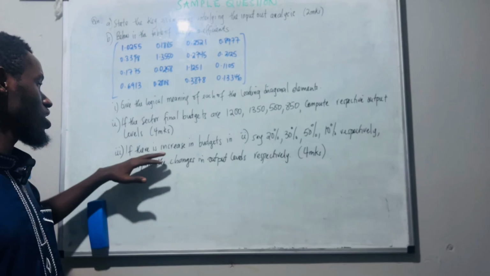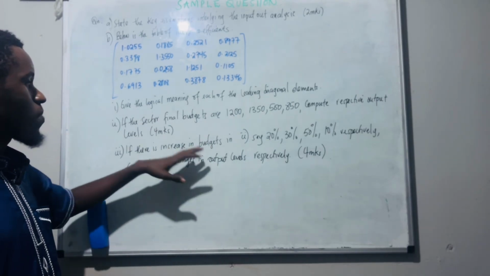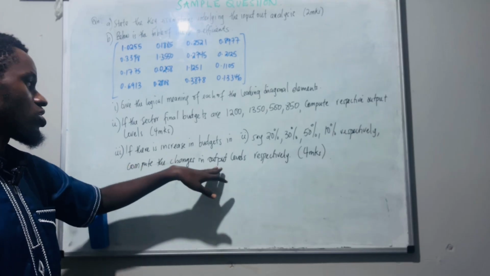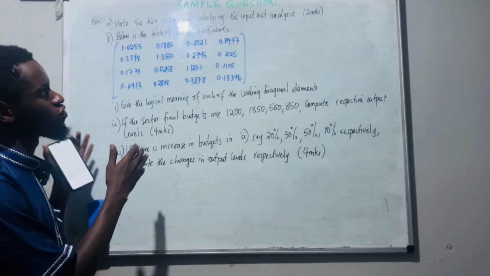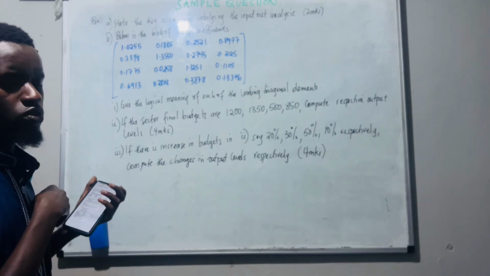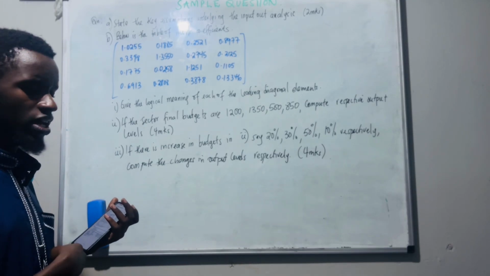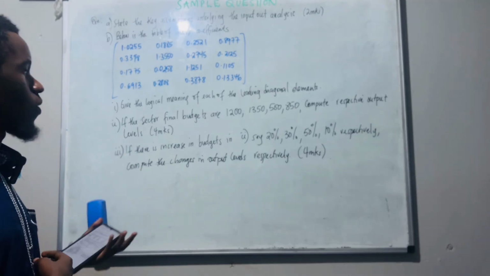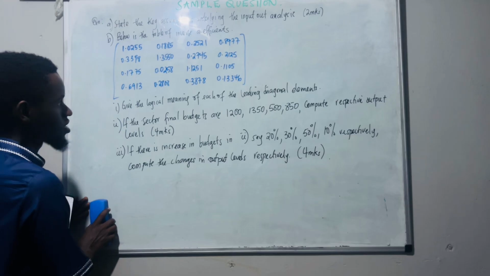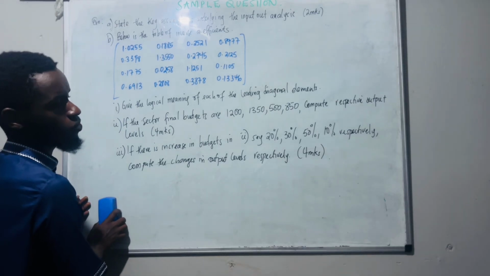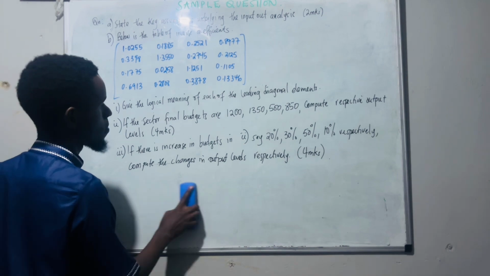Likewise, they told us there's an increase in the final budgets. They want us to find out the change in output levels. But members, before we do this, I want to first take you through what an input-output table looks like, and then we can go back to our question. Let us have a recap of the input-output table, how it looks, and then we shall come back to our question.